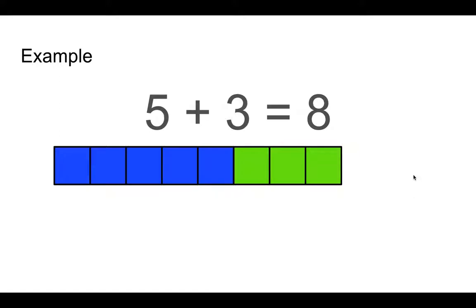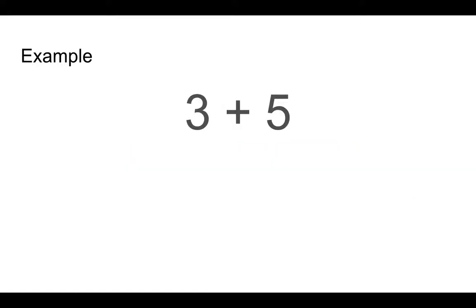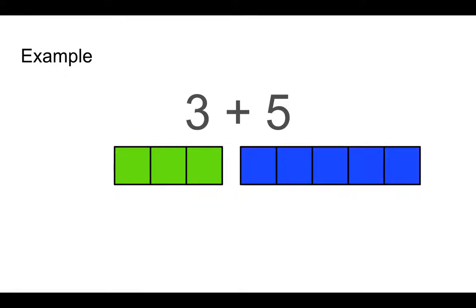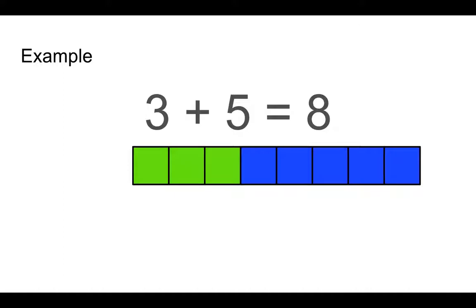Now let's try flipping it the other way. This time I have 5 plus 3. Let's switch it and do 3 plus 5. Let's prove it again with those cubes. If I start with 3, I put out 5 more. When I put them together, I still have 8. So it doesn't matter which order you put them in, the sum is going to be the same. So 3 plus 5 is the same as 8, just like 5 plus 3 is the same as 8.